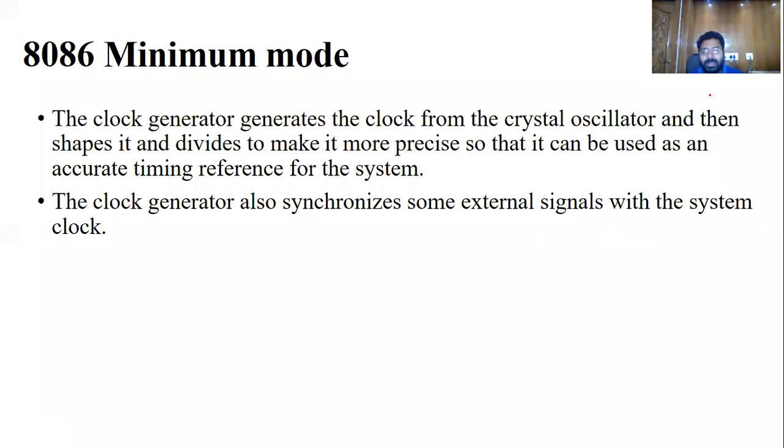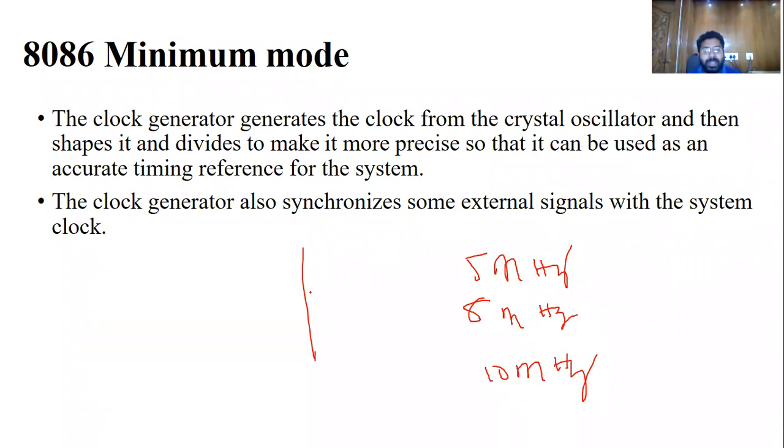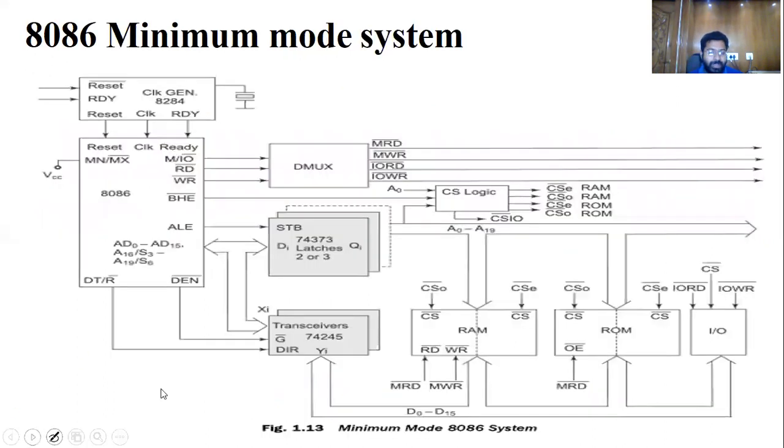What is the clock? Like an external clock, you are supplying a quartz crystal oscillator clock. We have a 5 megahertz clock, an 8 megahertz clock, then a 10 megahertz clock. This clock is not available inside the CPU. Remember, as I said, this clock is supplied by the quartz crystal oscillator, given from the outer side of the microprocessor. Okay, now see this.